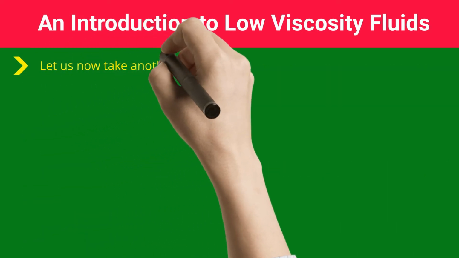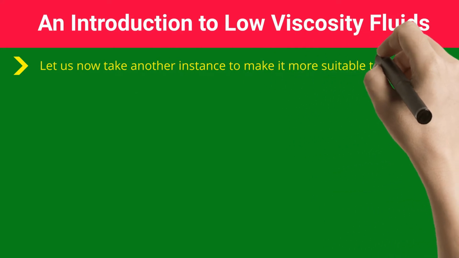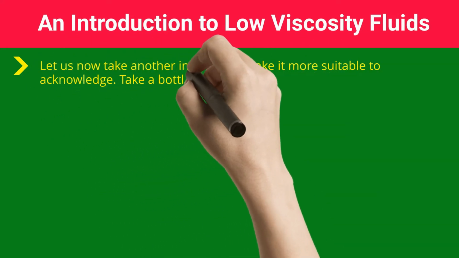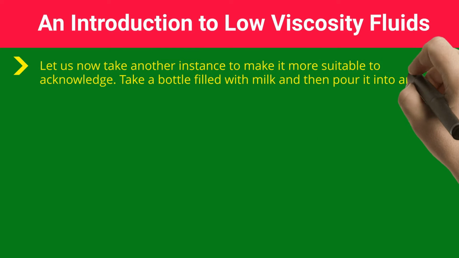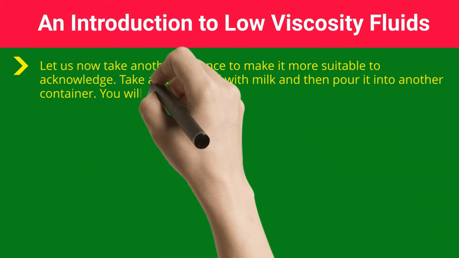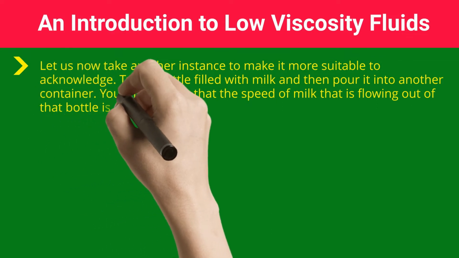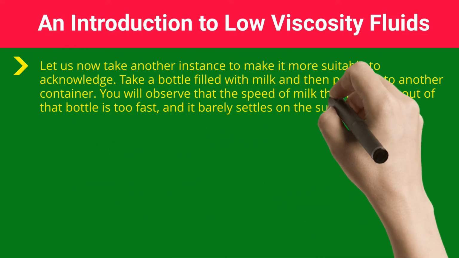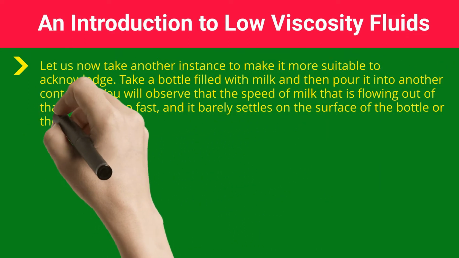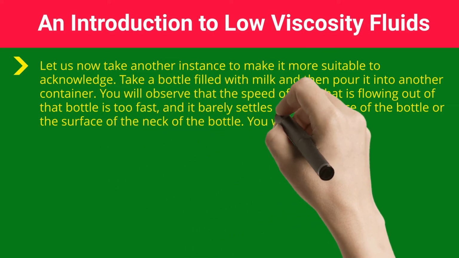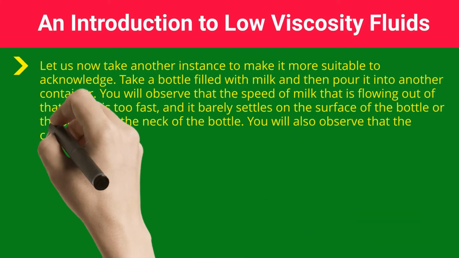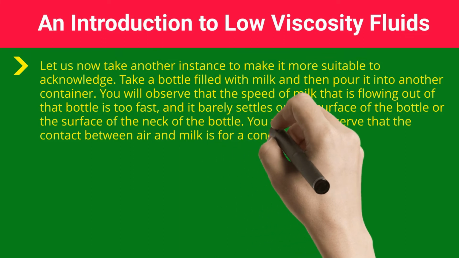Let us now take another instance to make it easier to understand. Take a bottle filled with milk and then pour it into another container. You will observe that the speed of milk flowing out of that bottle is very fast, and it barely settles on the surface of the bottle or the neck of the bottle. You will also observe that the contact between air and milk is for a concise duration.